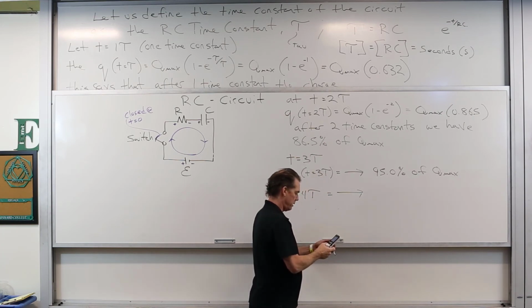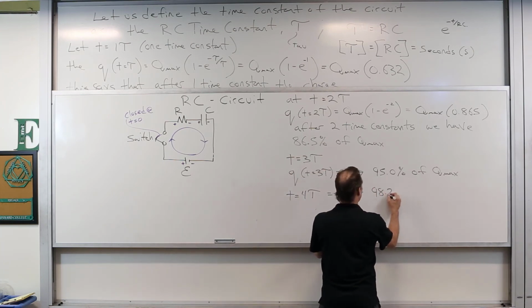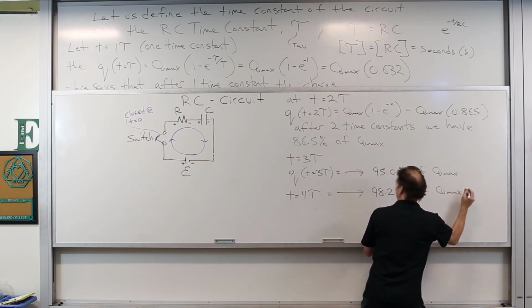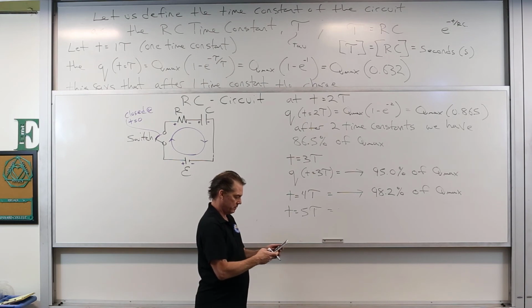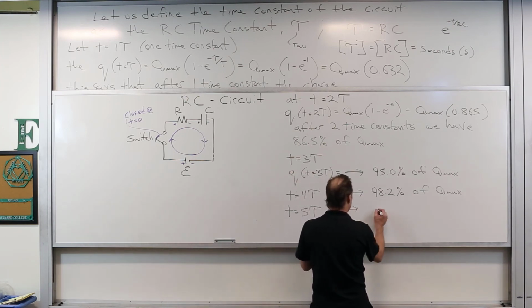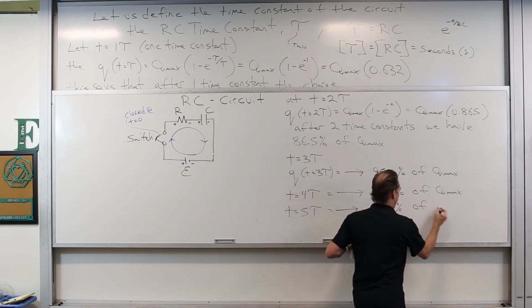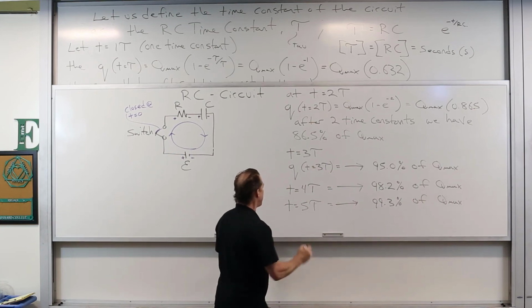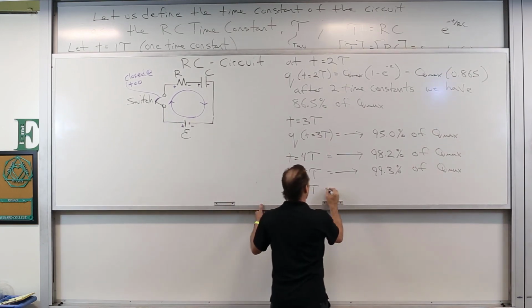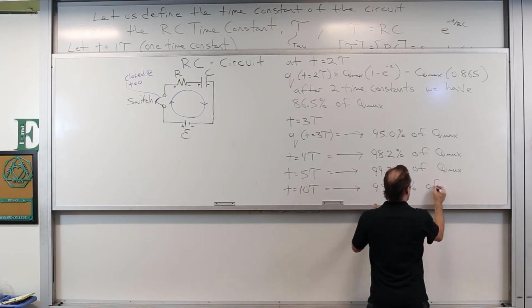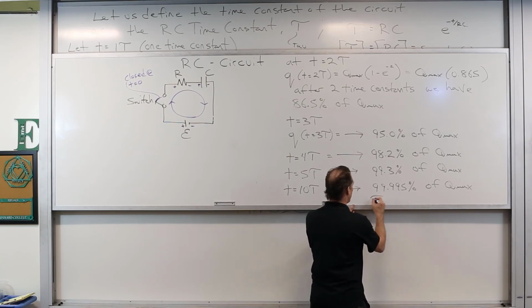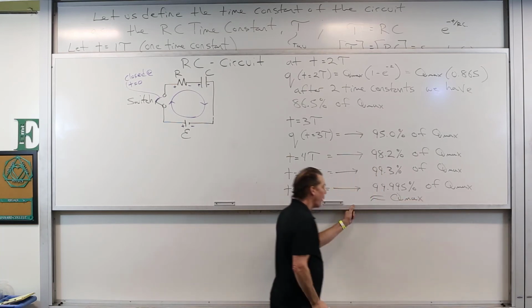Let's just stick in a 4 there, shall we? 98.2, we'll call it. 98.2% of Q max. t is equal to 5 tau. Oh my gosh, when are we going to stop? Pretty soon. 99.3%. And let's just skip to 10 tau. t is equal to 10 tau. 99.995% of Q max, which is approximately Q max.